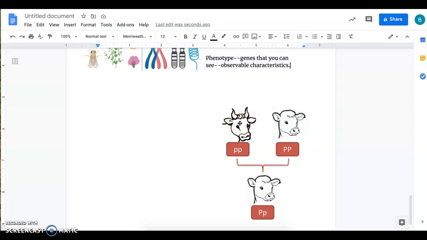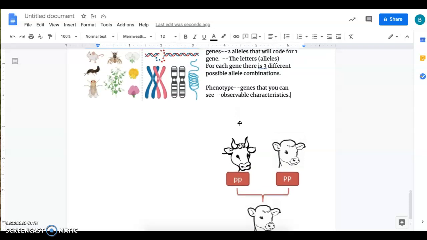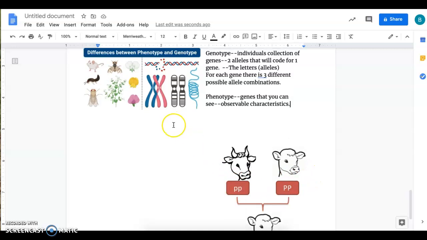Like if you were to look at me, you'd be able to see that I have brown hair and brown eyes. Those are my phenotypes. It doesn't necessarily mean they're my genotypes. But they are my phenotypes. You're seeing those. It does not show you the letters. You can't look at me and see that I have certain letter combinations.